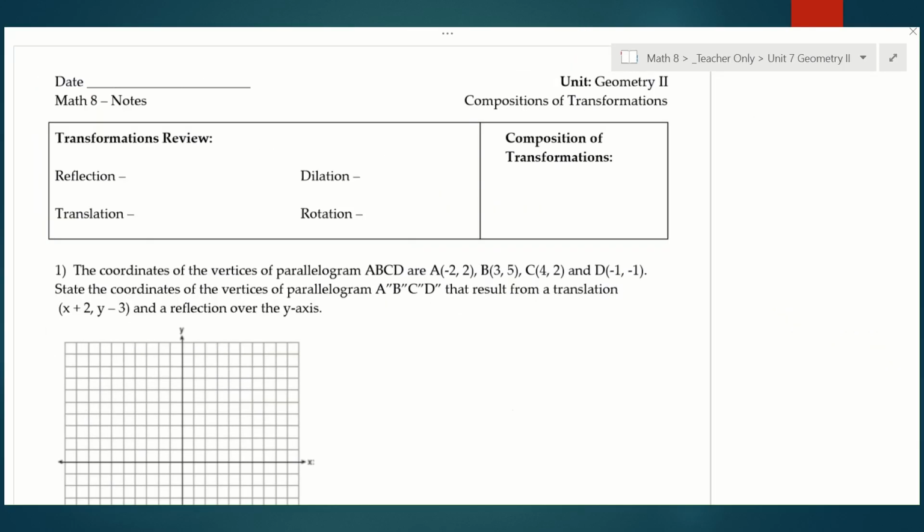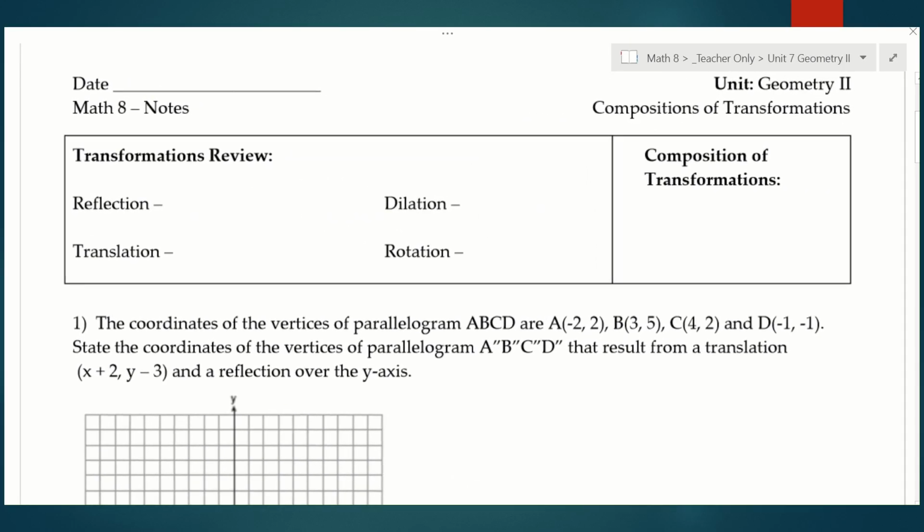Hi everyone. So now that you know all of the different transformations, what we're going to talk about today is something called compositions of transformations. Sometimes you'll hear this called sequences of transformations. It means the same thing. It's basically you're going to do more than one transformation on the same image.